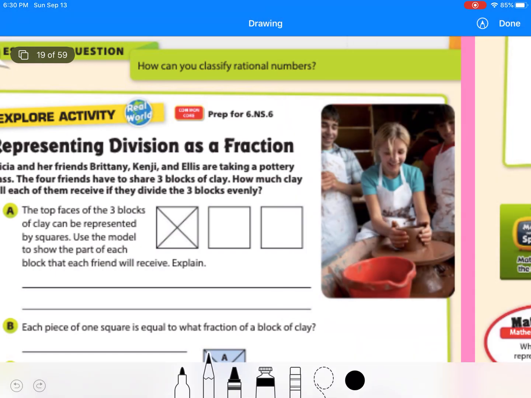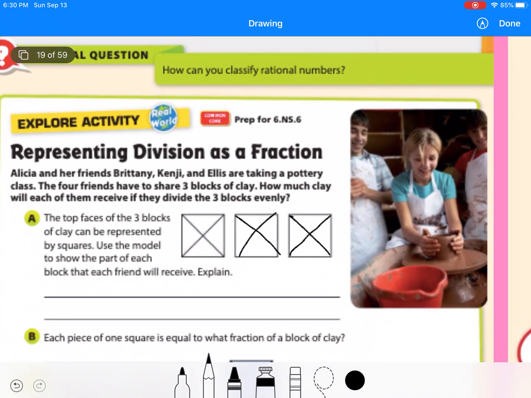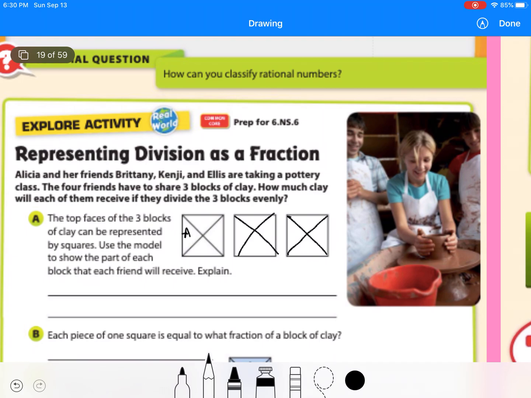So there are 4 friends. There's Alicia, Brittany, Kenji, and Ellis, okay? So we have to divide each block into 4 pieces that are equal to see how many pieces of each block they get. So we'll put an A for Alicia on every block, the left piece. Then we have Brittany, we'll put her at the top. Then we have Kenji at the right, and then Ellis.